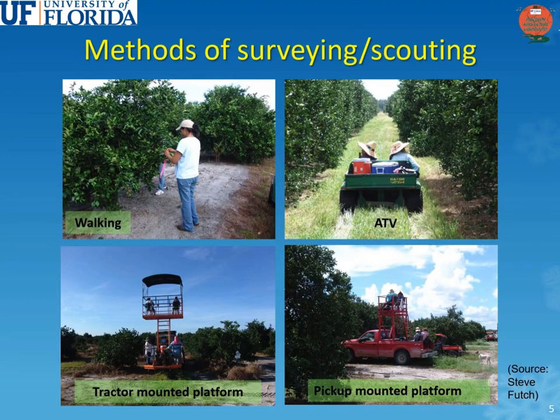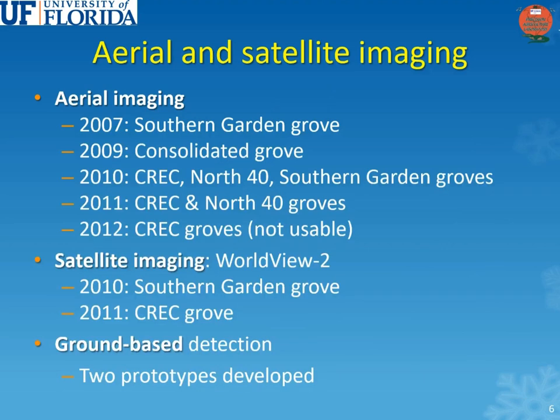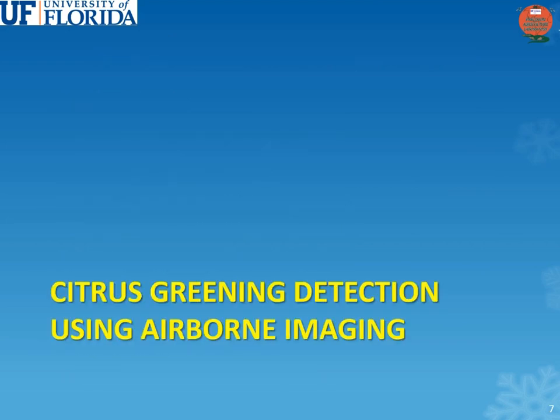Earlier in Florida, ground crews inspected the trees and identified infected trees in the grove, but it takes a lot of time and is very subjective and labor intensive. So we wanted to implement remote sensing techniques: aerial imaging, satellite imaging, and we also developed a ground-based detection system. Let's take a look at aerial imaging first.